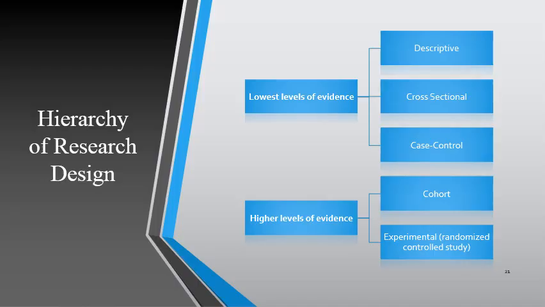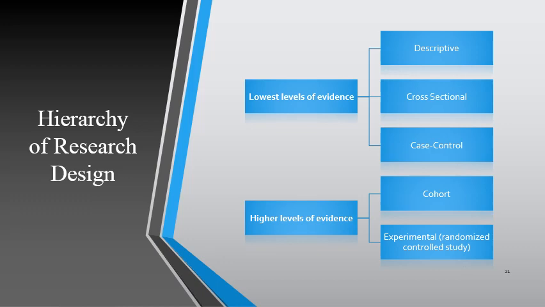So here we have the hierarchy of the research design. That means which of these experimental methods or study designs have more authenticity. The descriptive, cross-sectional and case control studies provide the lowest level of evidence, because there may be certain external factors which might have influenced the study, and the evidence cannot be confirmed. So these have the lower level of evidence.